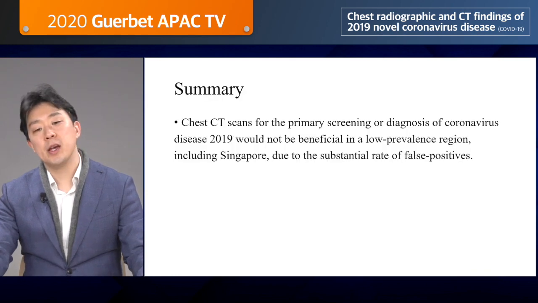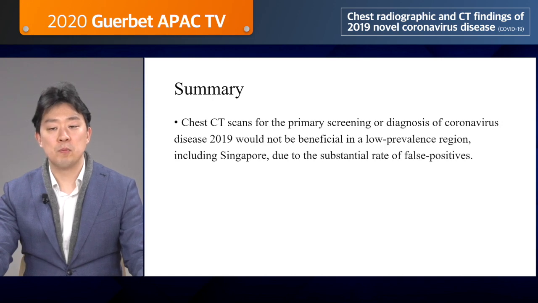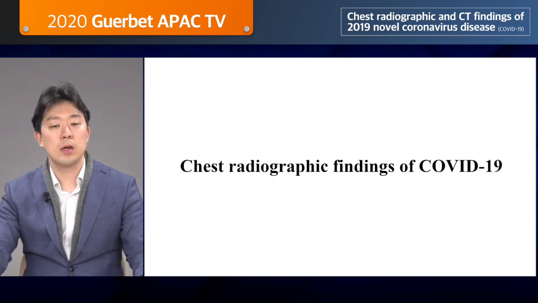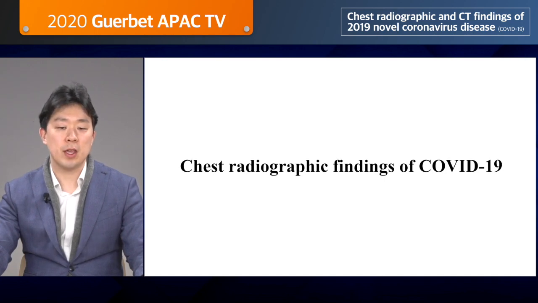In summary, a chest CT scan for primary screening or diagnosis of COVID-19 would not be beneficial in a low prevalence region due to the substantial rate of false positivity on chest CT scan. The next topic will cover chest radiographic findings of COVID-19.